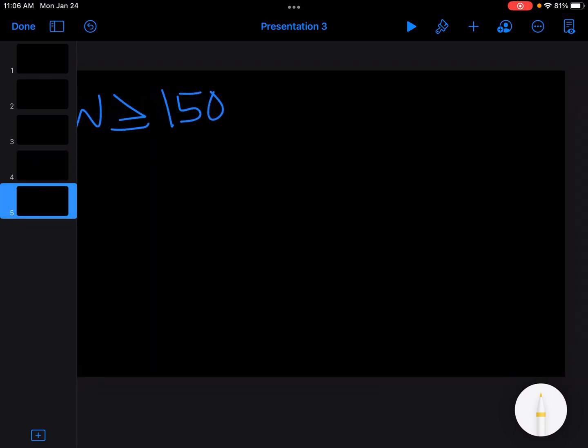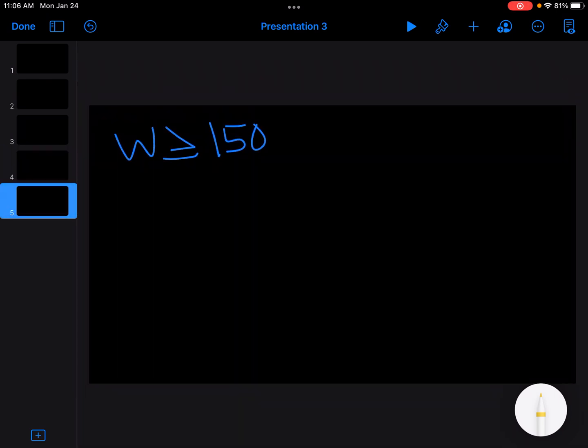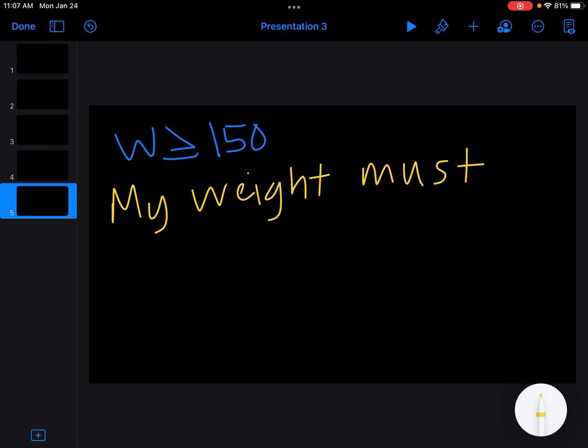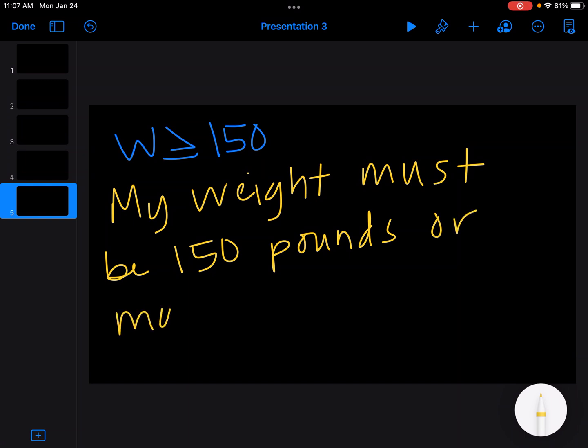Last one. Let's say I have W is greater than or equal to 150. And I have to come up with a context that makes sense here. So I'm going to go with wrestling. Okay? So my weight must be 150 pounds or more to wrestle in this weight class.